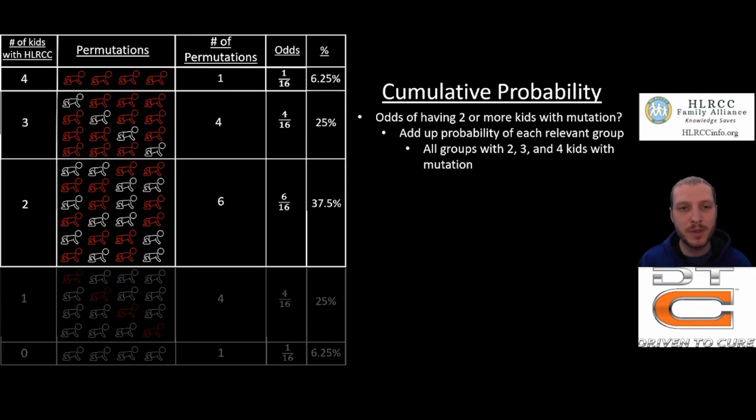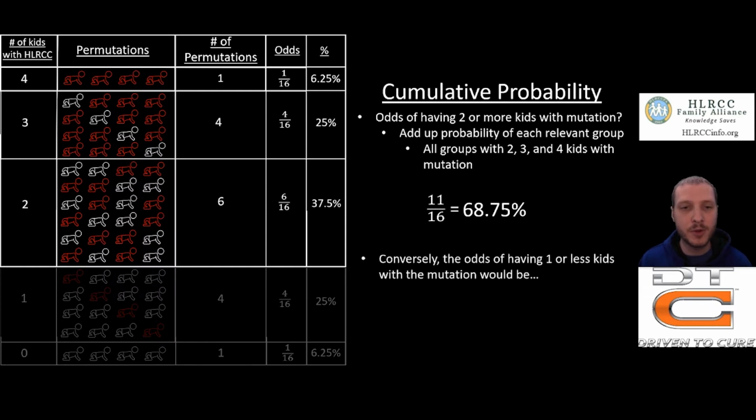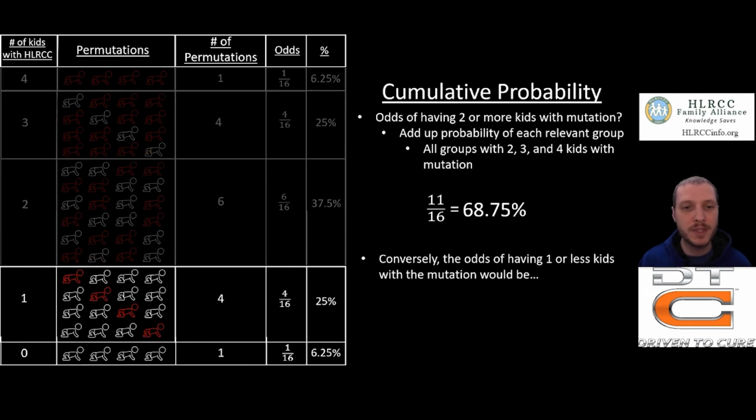And when we look at those probabilities, we'll add up the odds of each group. So 1/16 plus 4/16 plus 6/16, and we'll get a total of 11 over 16, or 68.75% of the time, you can expect a family of 4 to have 2 or more kids with HLRCC. Conversely, the odds of having 1 or less would be 4 over 16 plus 1 over 16, or 5/16 of the time, or 31.25% of the time, you'd expect 1 or less kid to have HLRCC.